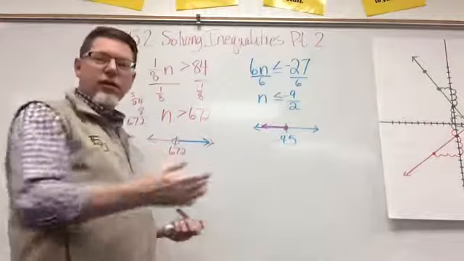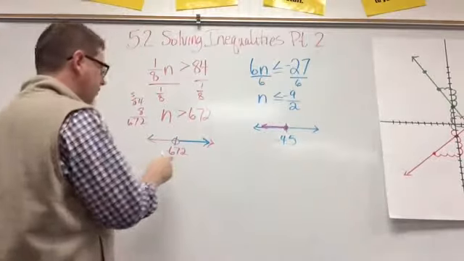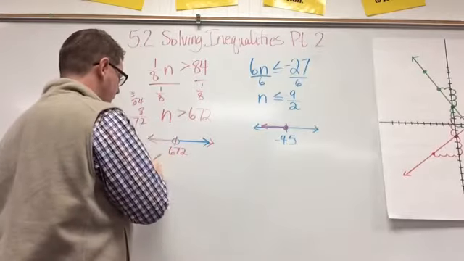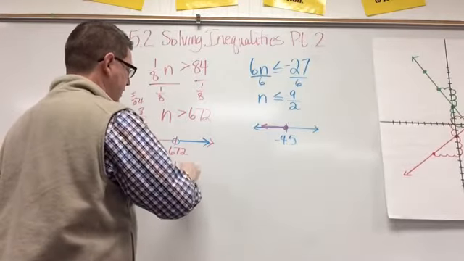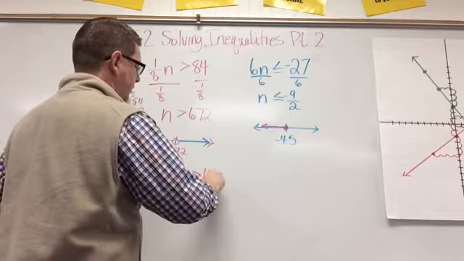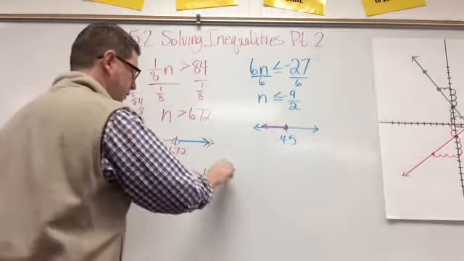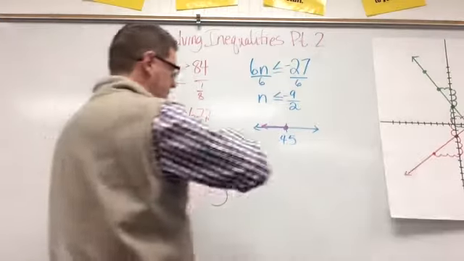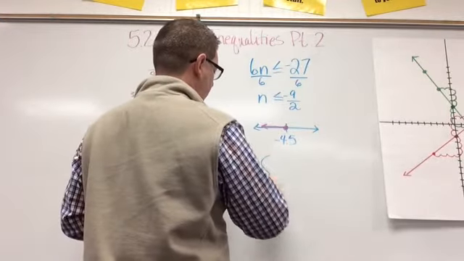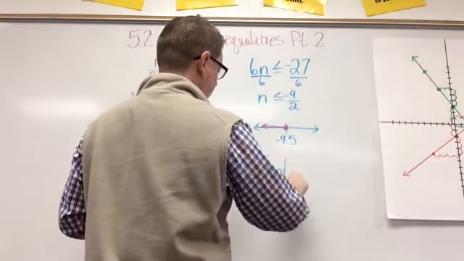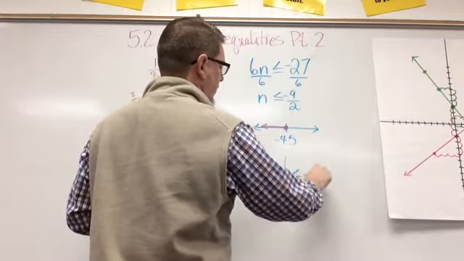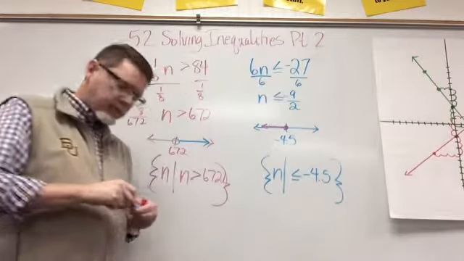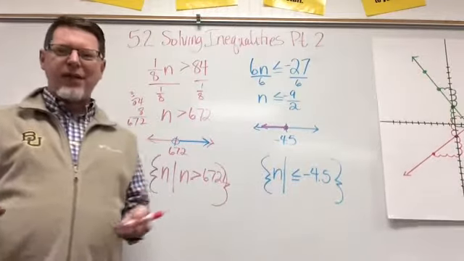What I forgot to do is set builder notation. So this would be over here, the set of all n's such that n is greater than 672. Whoops, set builder notation. And this one would be the set of all n's such that n is less than or equal to negative 4.5. Okay? So just to clarify, what does that mean?